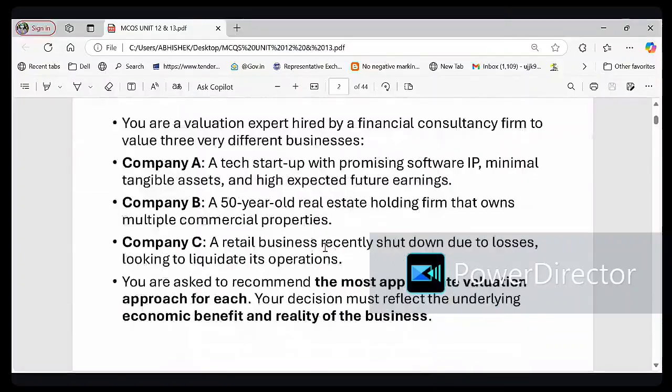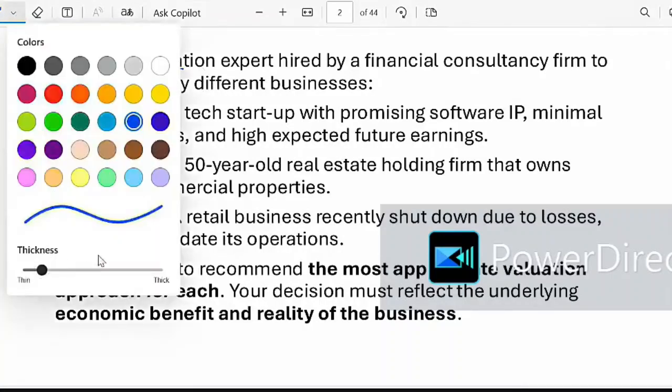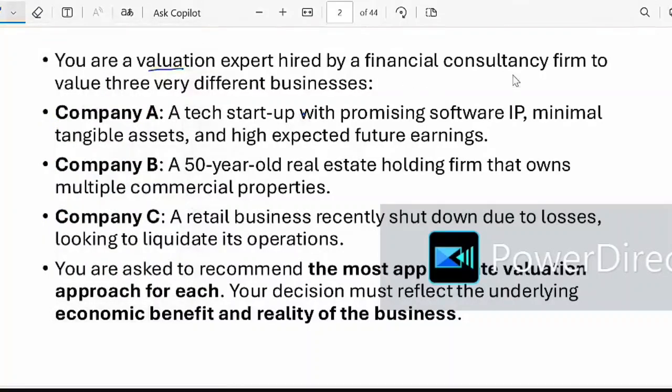The question is in front of your screen, as you can easily see, right? The question says that you are a valuation expert, so this question is regarding valuation. You are a valuation expert hired by a financial consultancy firm to evaluate three different businesses. In front of you, three different businesses are there, and you have to evaluate them.